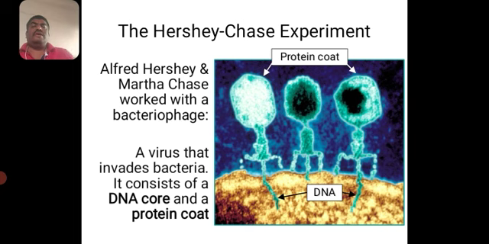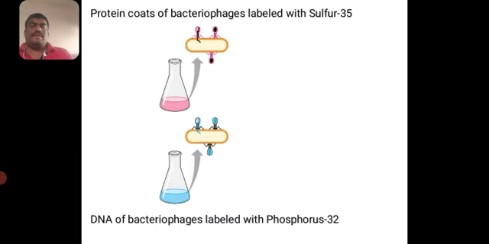Bacteriophages are viruses that infect bacteria, and a bacteriophage contains a DNA core and a protein coat. Hershey and Chase made use of two radioactive isotopes, sulfur 35 and phosphorus 32. The protein coat of the bacteriophages was labeled with sulfur 35. In the image we can see the bacteriophage and its protein coat labeled with sulfur 35 in pink color.